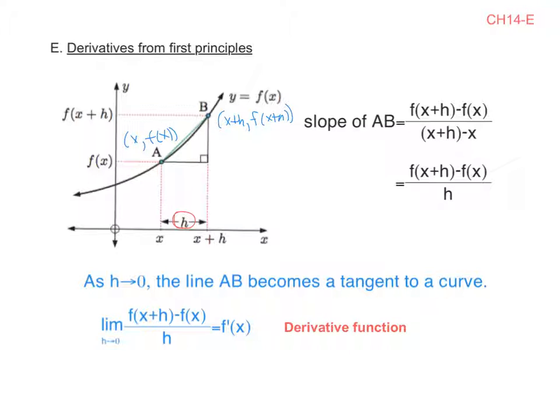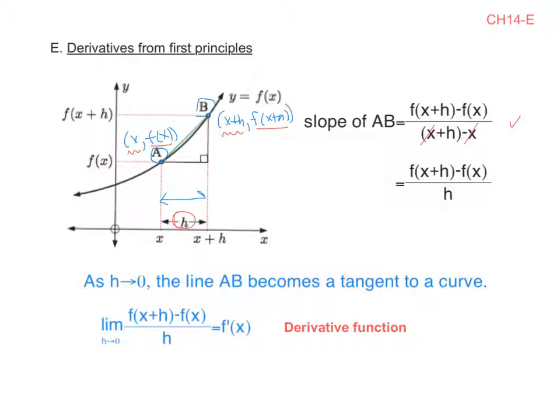Now we're going to find the slope of AB. Slope of AB is a change in y over change in x. So f of x plus h minus f of x over x plus h minus x, which is on the right side. Simplifying the denominator, we can cancel out the x's on both ends, and we're just left with h on the denominator. h is the distance between A and B.